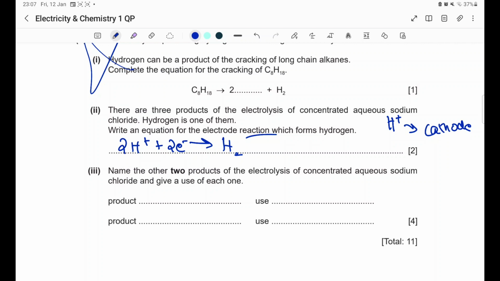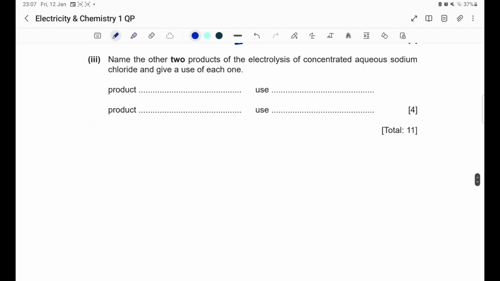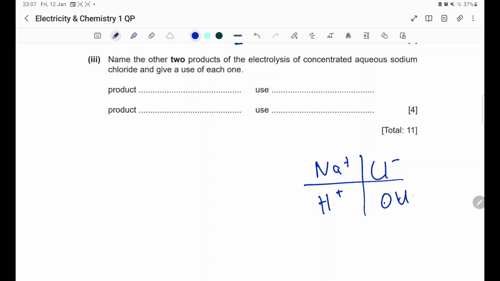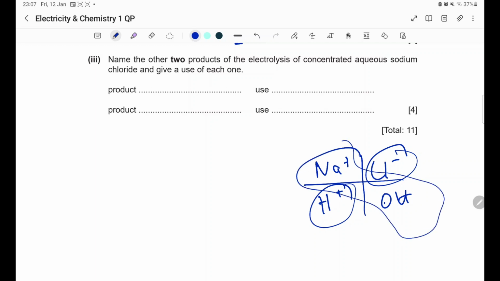Name the other two products in the electrolysis. I already explained the concept to you. Make your table. OH minus, it's concentrated, so you get chlorine. You know hydrogen is going, what's left behind is the sodium hydroxide. So product is sodium hydroxide. It can be used for soap.